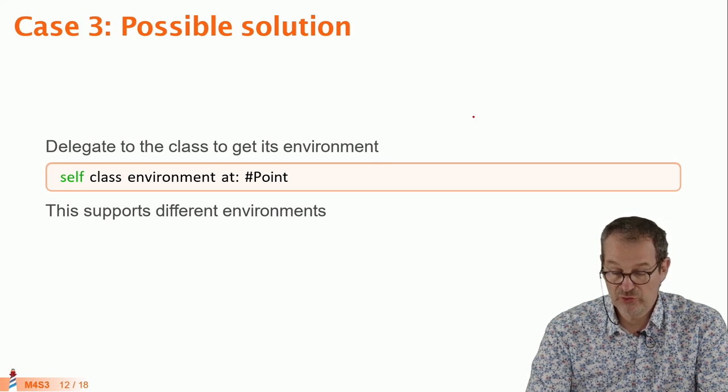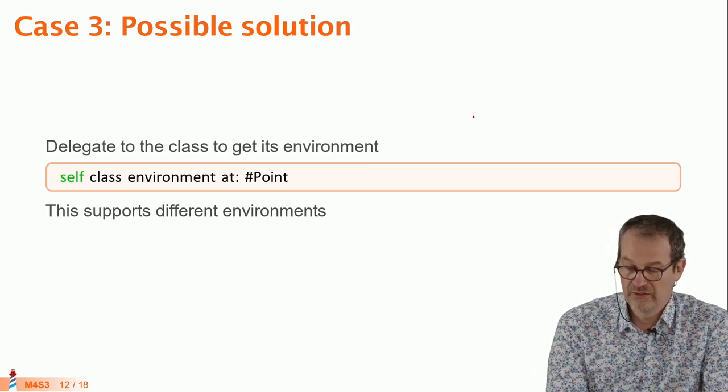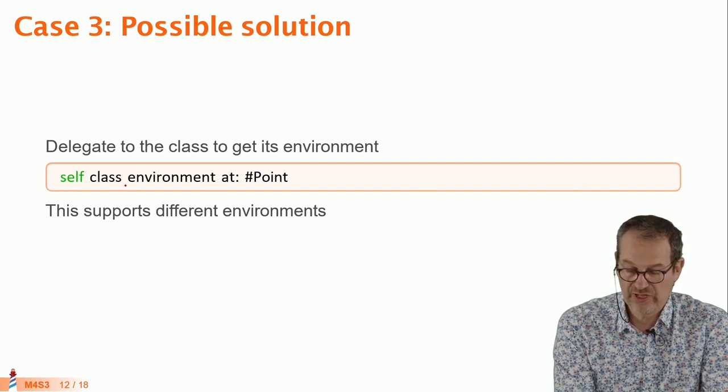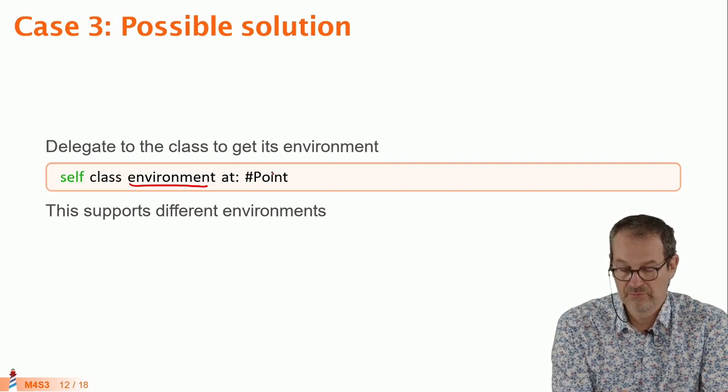So the possible solution is just to delegate to the system. We could say, oh, you know, self class environment. Environment means, okay, to a class, go to your namespace and look for a class. And in that case, the class can have different environments. It can be configured differently.